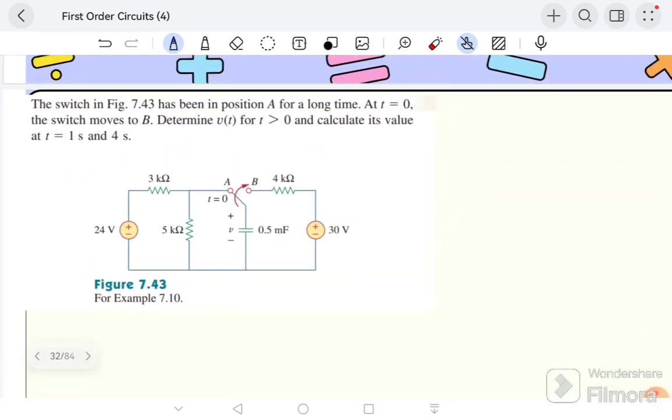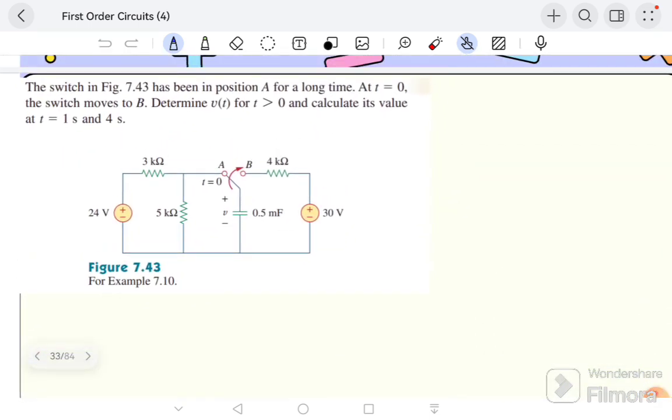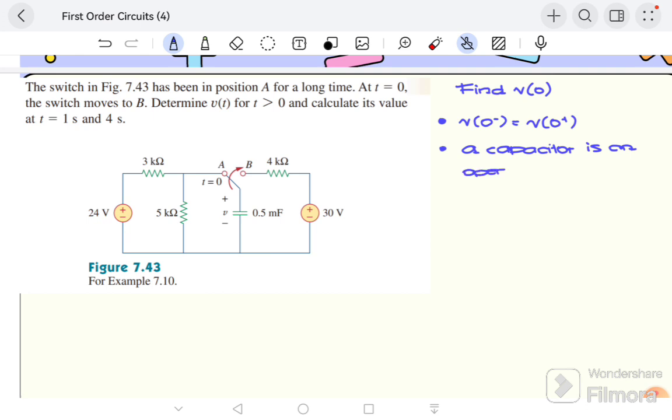So we start by finding V sub O. Now take note, for a capacitor, there are two things we need to remember. Number 1, V0 minus equals V0 plus. And number 2, a capacitor is an open circuit to DC. A capacitor is an open circuit to DC.